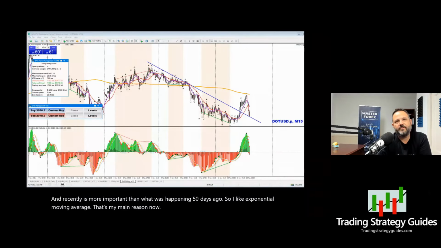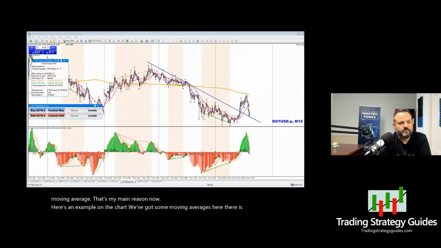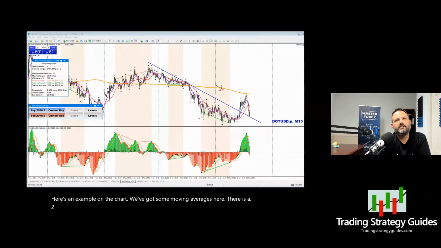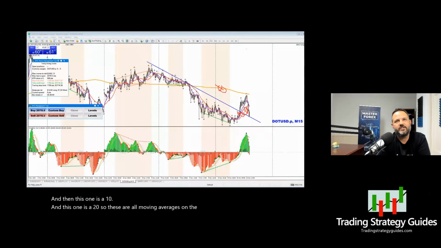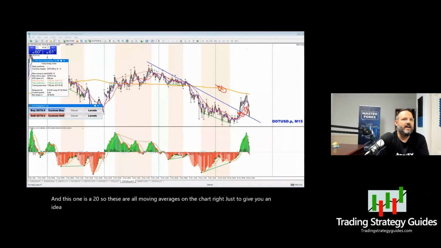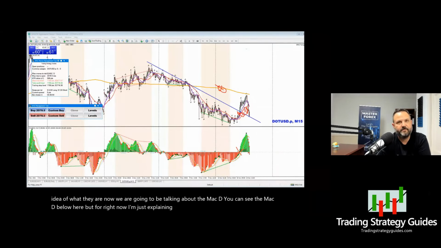Now, here's an example on the chart. We've got some moving averages here. There is a 200 period right here, and then this one is a 10, and this one is a 20. So these are all moving averages on the chart, just to give you an idea of what they are. We are going to be talking about the MACD. You can see the MACD below here, but for right now, I'm just explaining what moving averages are.